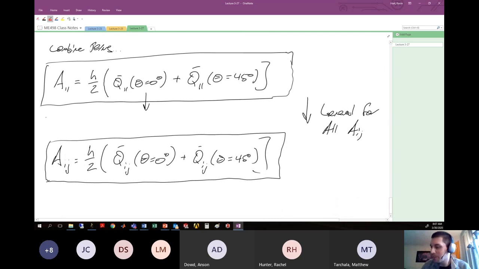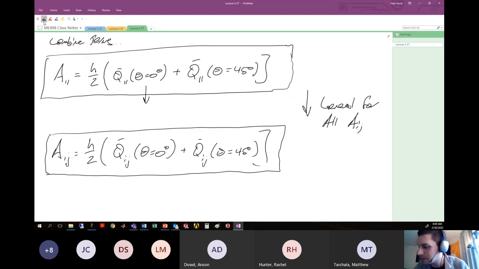A11 was some combination of geometric properties, namely the thickness of the sample, here the half thickness of the entire laminate, and material properties of individual layers: the stiffness of the Q matrix with 0-degree orientation and the stiffness of the Q matrix with 45-degree orientation. Ultimately we got to a point where we could say that all entries ij have this general form, with a leading coefficient, the half thickness of the piece, multiplied by the summation of the stiffness of the 0-degree layer plus the stiffness of the 45-degree layer. So that's about where we left off.